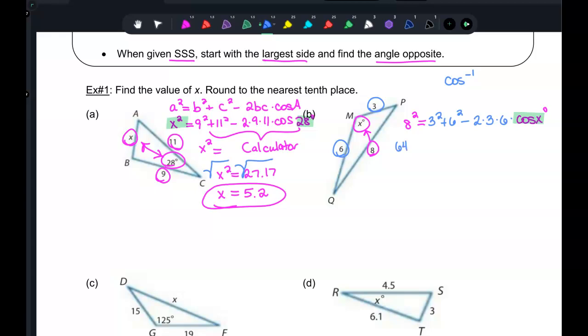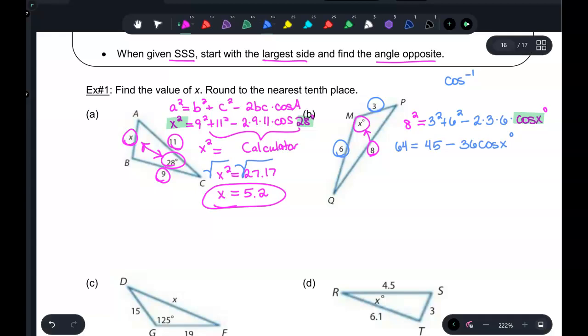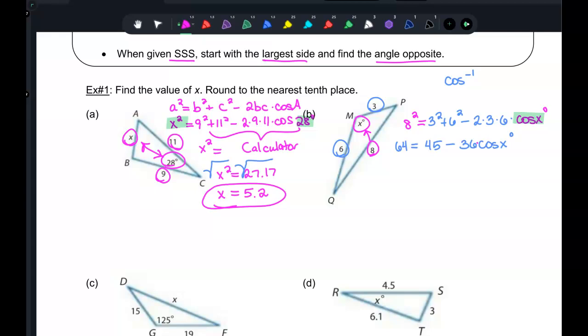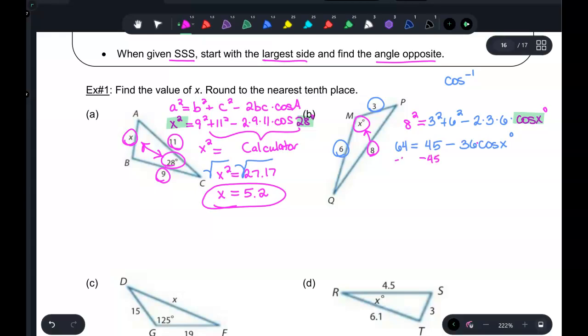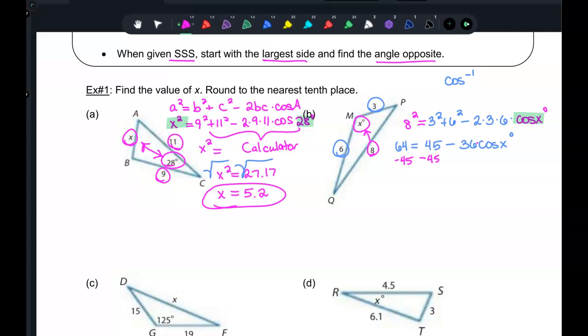This on the left side is going to be 64. We get 9 plus 36, so that's going to be 45, minus 2 times 3 times 6, so that's 36 cosine x degrees. Now, do not subtract 45 minus 36. That is not using order of operations because 36 is being multiplied to the cosine. So first thing I'm going to do is subtract 45, and that gives us 19 equals negative 36 cosine of x degrees.